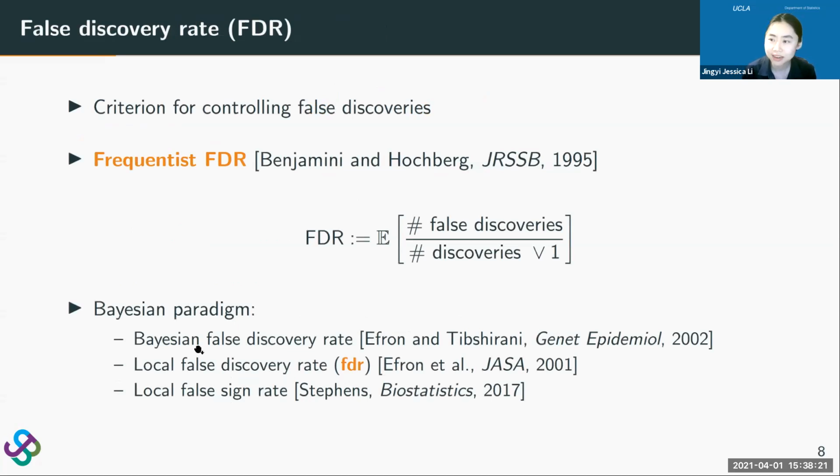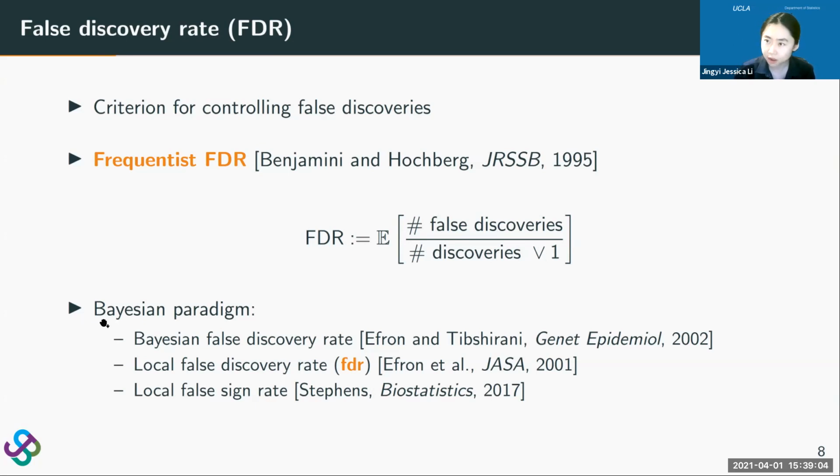For this problem, the classical approach is to use FDR, false discovery rate, as a criterion for drawing a threshold so we can call discoveries. The frequentist FDR was proposed in the 1995 paper by Benjamini and Hochberg, one of the most well-cited papers. Its definition is the expected ratio of false discoveries among all the discoveries. Of course, we must have at least one discovery to calculate the ratio. This ratio is called the false discovery proportion, whose expectation is the FDR. Here the expectation is over the sampling distribution of our data, so this is a frequentist criterion.